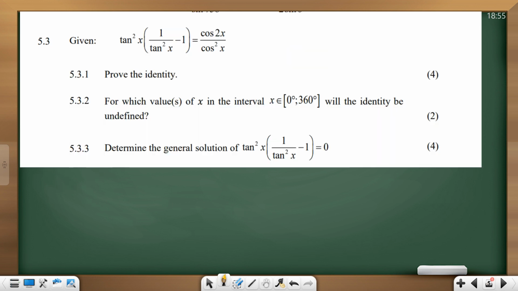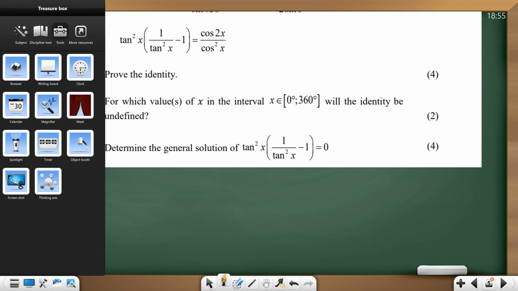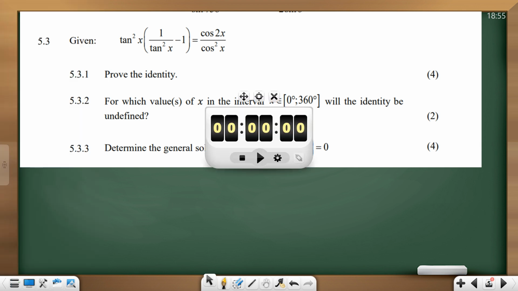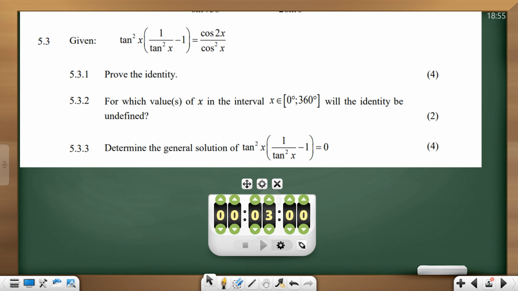Come, can you quickly try to prove this identity for me? 4 marks, everybody. 4 marks. Prove this identity. Come, I need the pens out now. 4 marks. You have 4 minutes. Prove that identity.